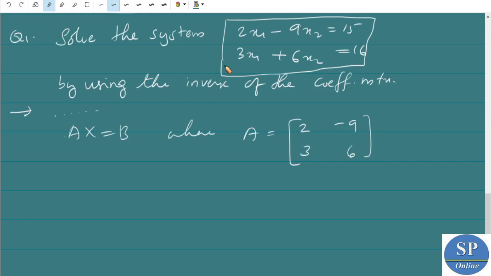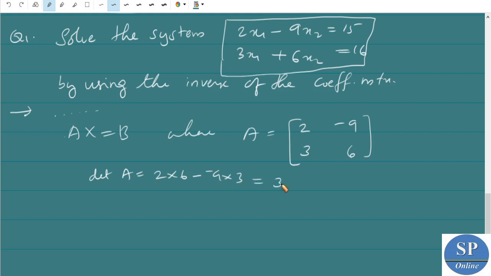So just find the coefficients. Now we need to find the determinant and inverse of A. So here we have determinant of A equal to what? 2 into 6 minus minus 9 into 3.